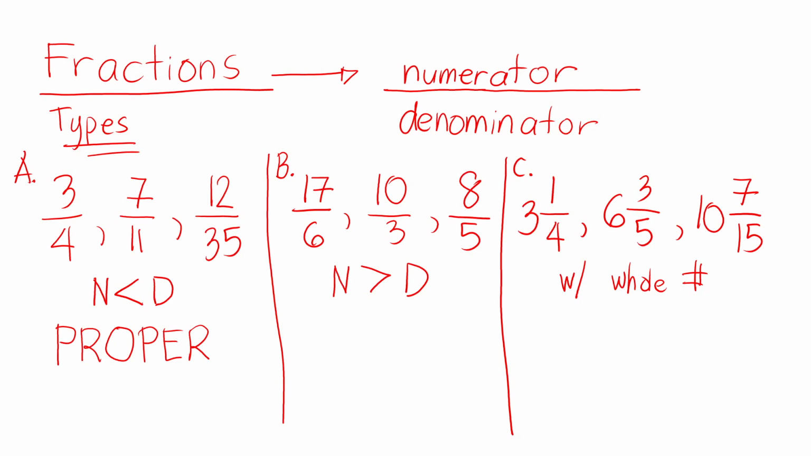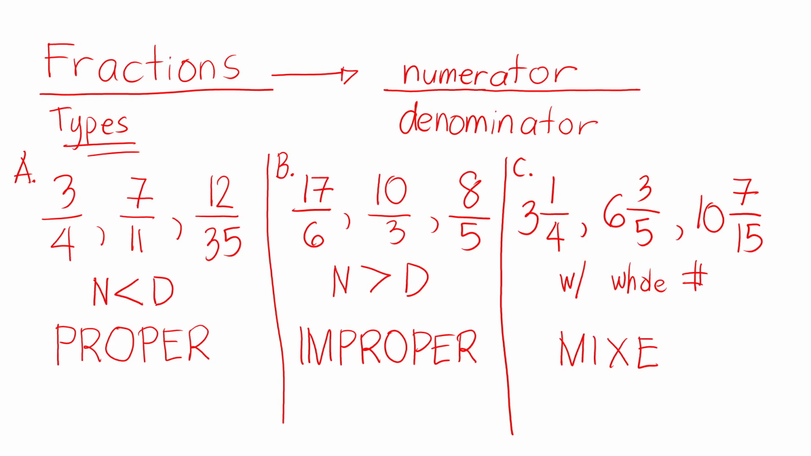What about letter B? How do you call this kind of fraction? Improper. Correct. It is improper. That's totally right. What about letter C? Mixed. Very good. You call it a mixed number, not a mixed fraction. So we have a proper fraction, an improper fraction, and a mixed number.